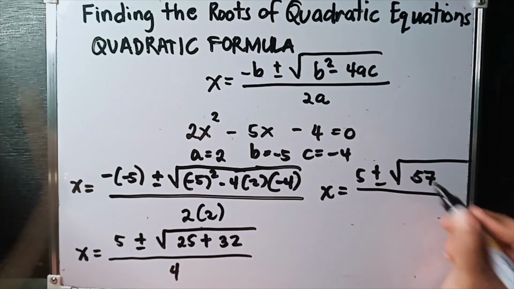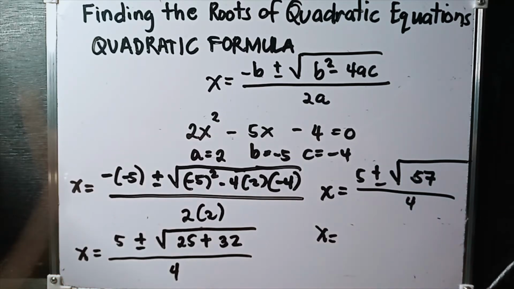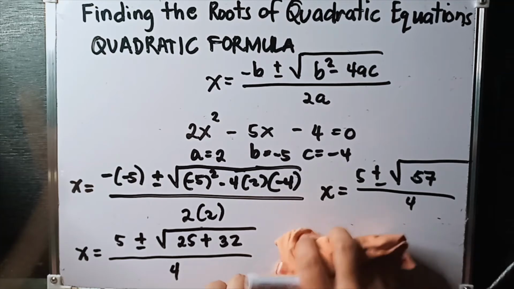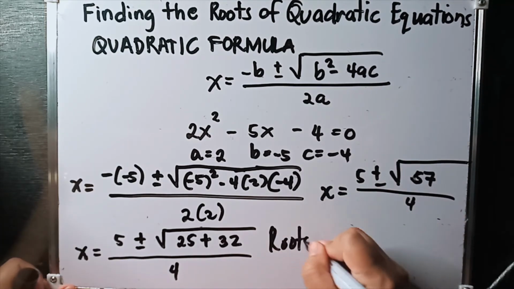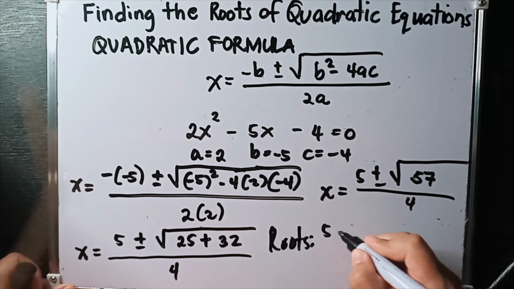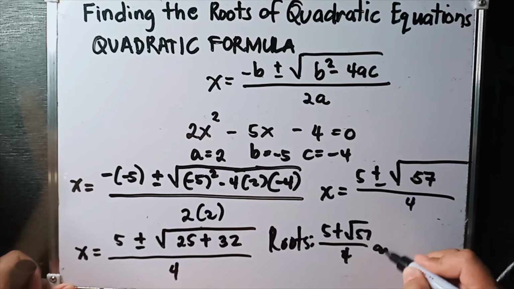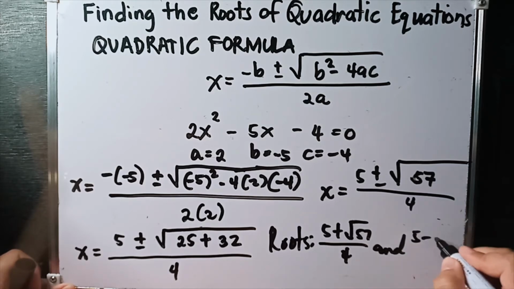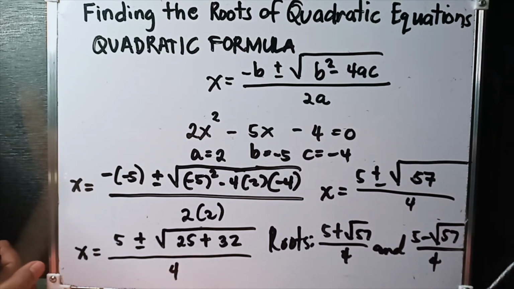57 over 4. So, what is the value of X then? Or what are the roots then? So, since you cannot simplify them anymore, these are the roots. Roots are 5 plus square root of 57 over 4 and 5 minus square root of 57 over 4. So, that's it for quadratic formula.